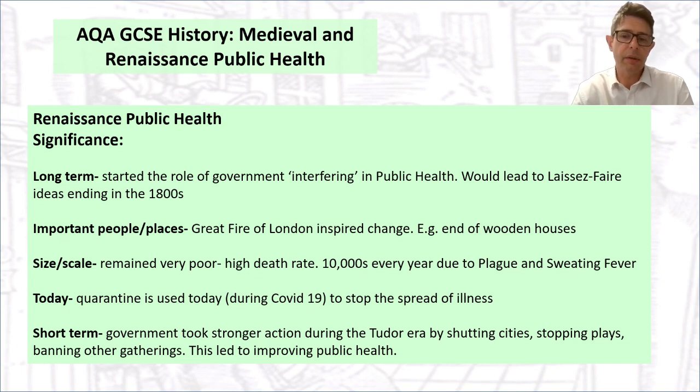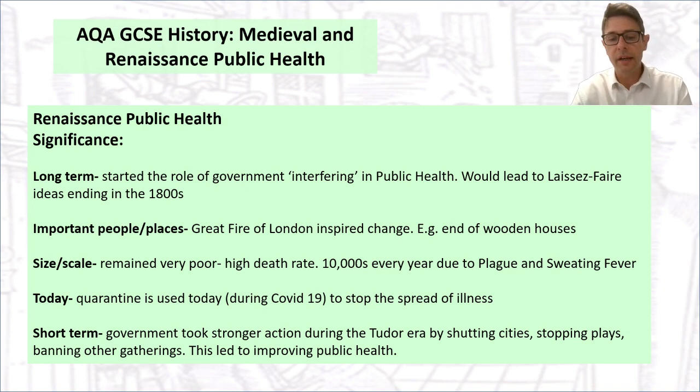So every summer, the rich people would abandon London to go to their countryside residences because they believed the smell of the city was so bad that diseases were going to kill people. So today, obviously, we still have quarantine, a sort of isolating people from illnesses that are bad, and we've seen that through the COVID-19 epidemic.